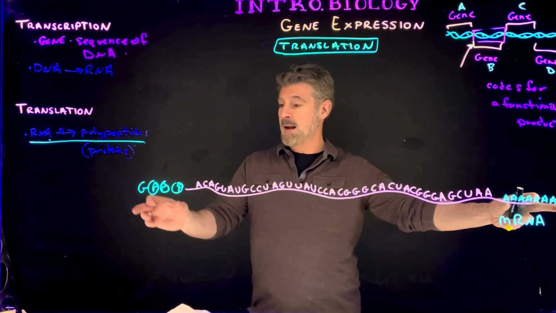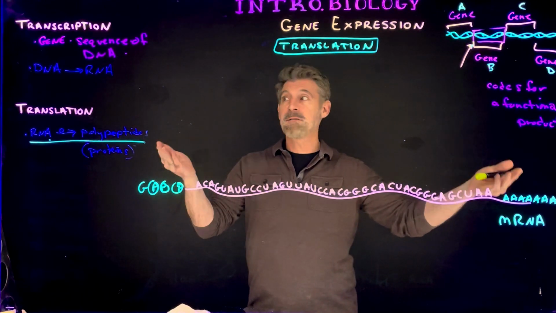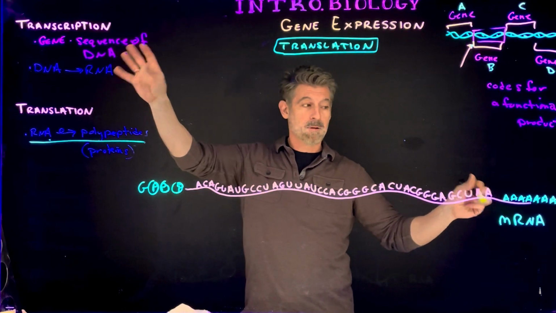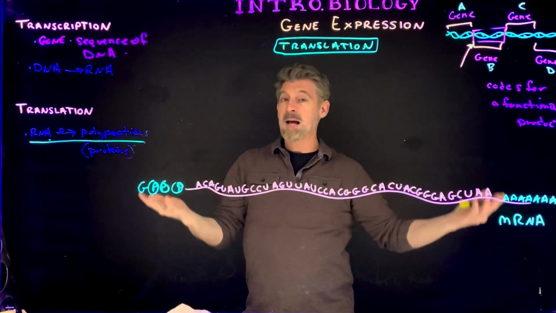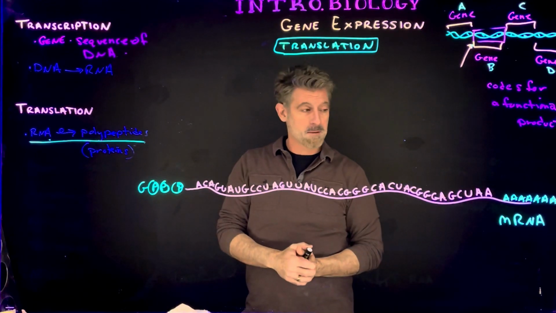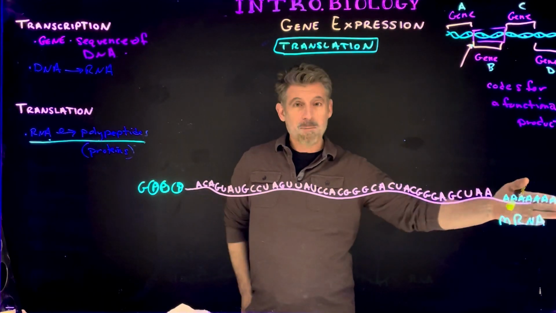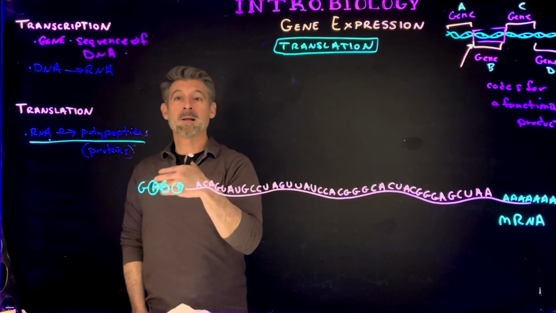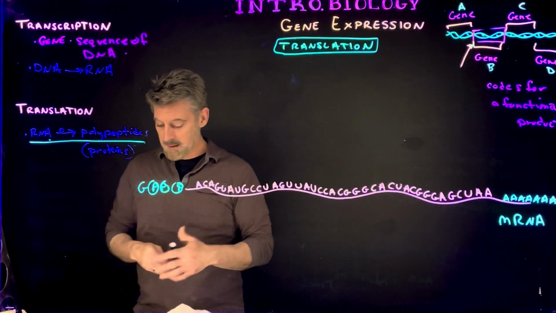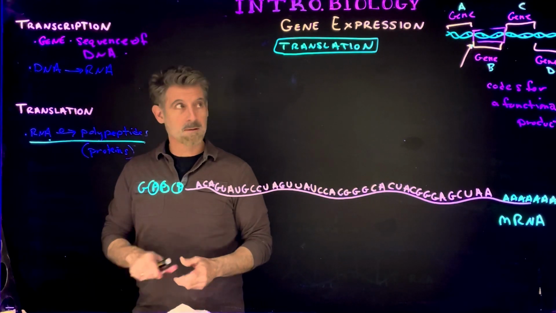So these are things that I put in a different color because they're added after transcription. So they're not transcribed, they're not copied from the DNA. They're added afterward as part of the processing for messenger RNA. So this just kind of protects it when the messenger RNA is in the cytoplasm, and the cap is a binding site. So it's a binding site for the initiation part of this.